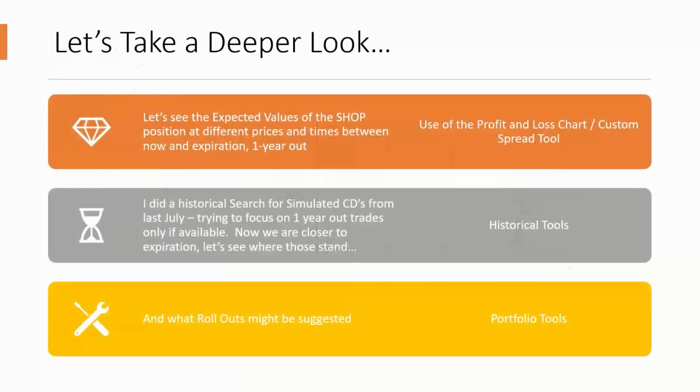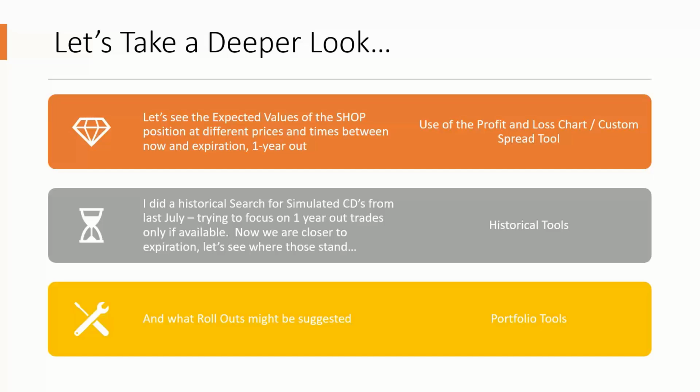Now, let's take a deeper look, of course. We're going to see the expected values of the Shopify position at different times and expirations. You can do that on PowerOptions. We're going to use that exact example we just showed that was run today with the simulated CD search. You can use the profit and loss chart custom spread tool to evaluate some quick what-if scenarios.